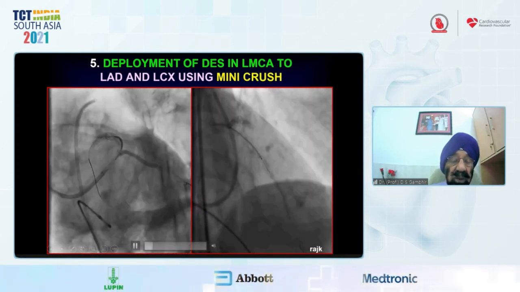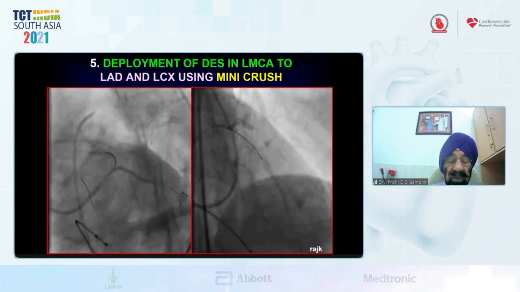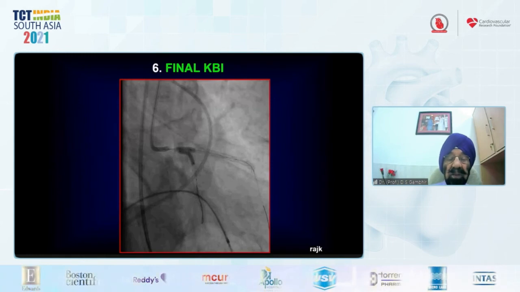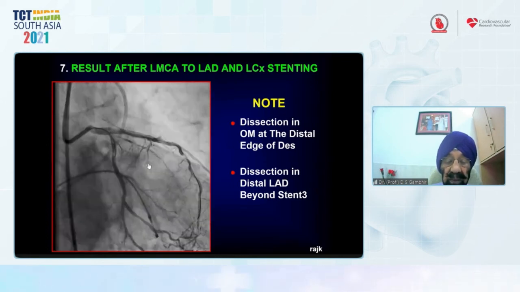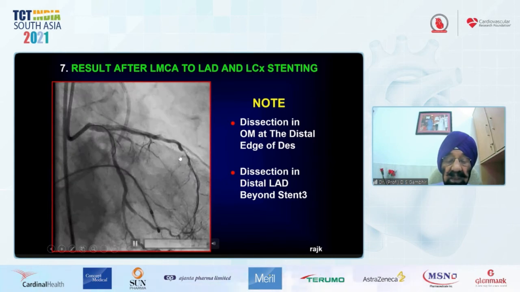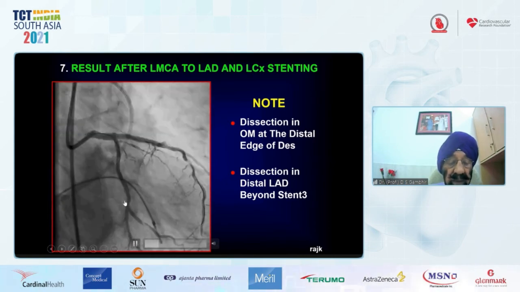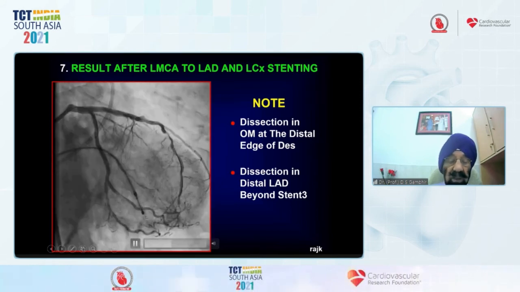Using a mini crush, we treated this left main distal bifurcation stenosis, and this is the final kissing balloon inflation, and this is the final result. But you can see here that there are 2 areas of dissection. One is at the distal edge of the LAD stent, and the other is at the distal edge of the obtuse marginal stent. So we again treated both of these.